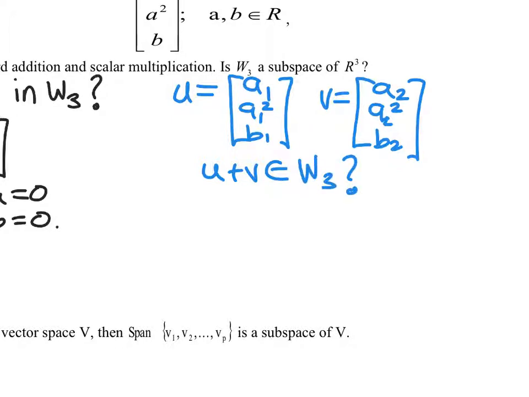I want to know if the sum of u and v is going to be in the set, the vector space W3. So I add them together, and I see u plus v.